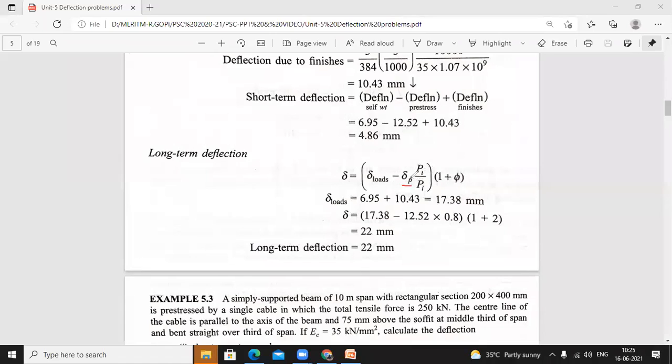Next, calculate the deflection due to loads, that means self-weight and live load. We already calculated the deflection due to live load and due to self-weight: 6.95 and 10.43, which equals 17.38 mm.